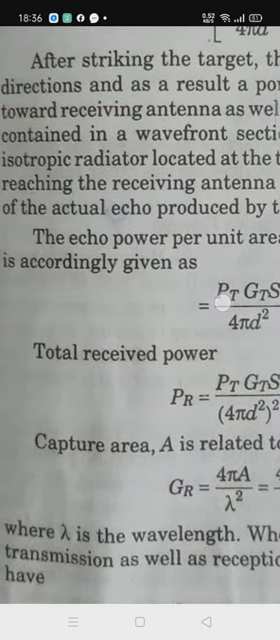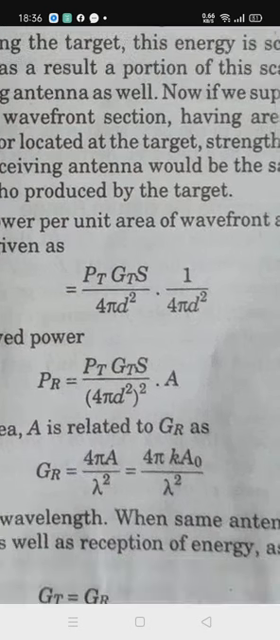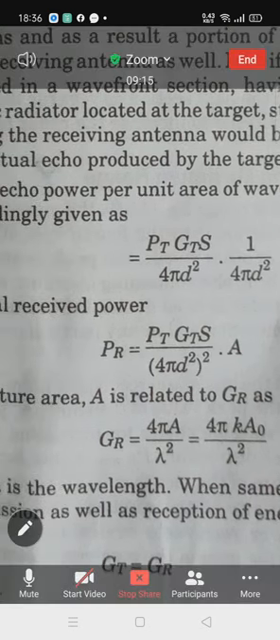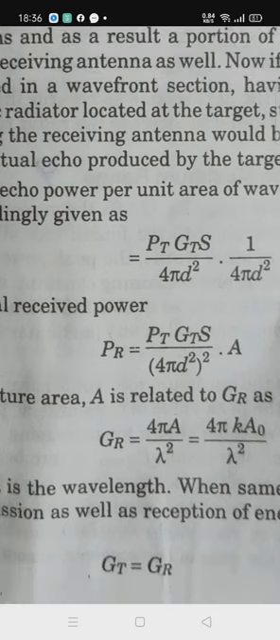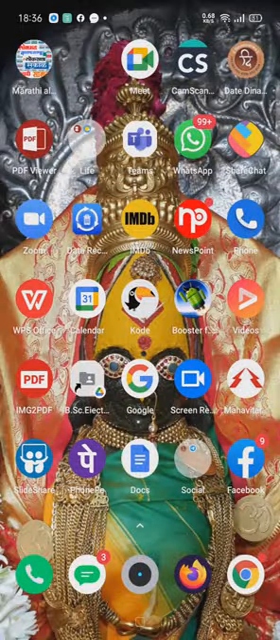Capture area A is related to GR as GR equal to 4 pi A upon lambda square. So that is equal to 4 pi K A0 divided by lambda square, where lambda is the wavelength when the same antenna is being used for the transmission as well as reception of energy. As in the present case, we have GT equal to GR.